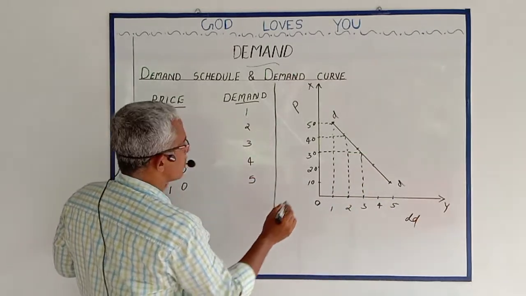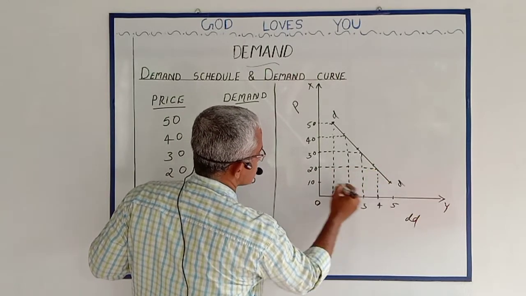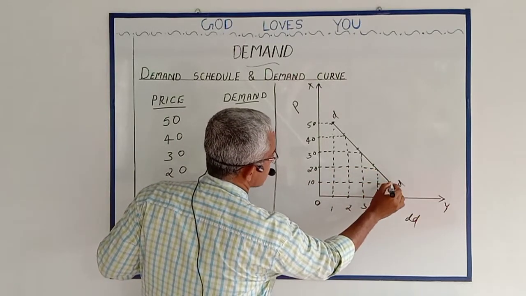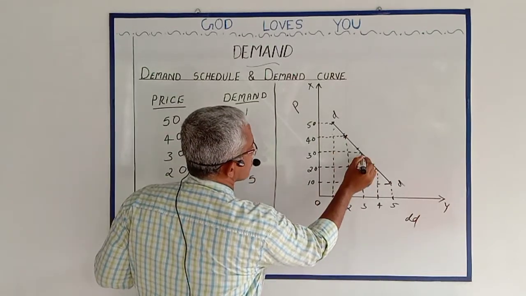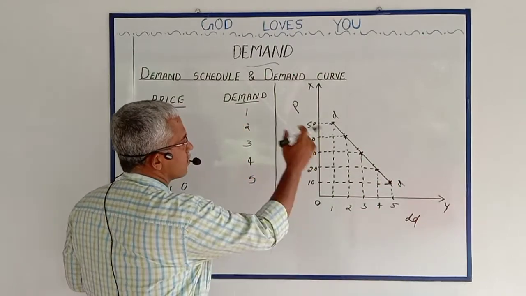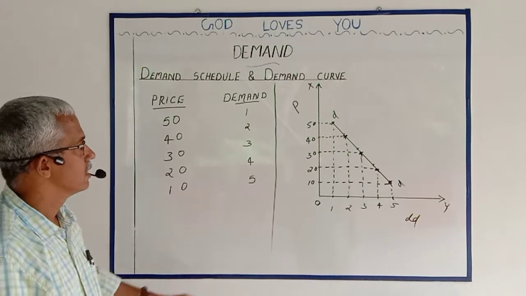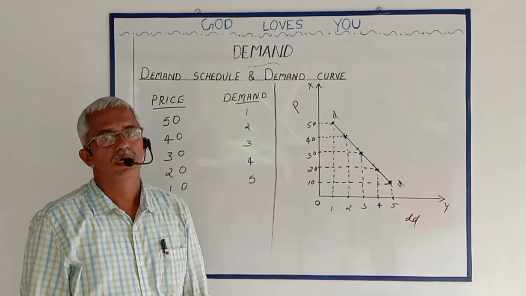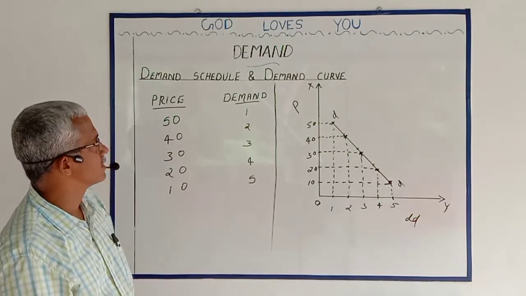Again rupees 20, quantity demanded is 4. Again rupees 10, quantity demanded is equal to 5. These are the points we have marked on graph paper. Then when we join these points, we get a curve which is known as a demand curve. Very simple explanation regarding these elements.